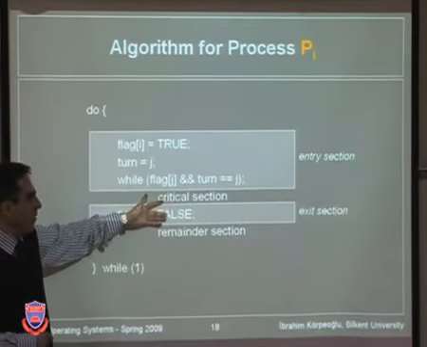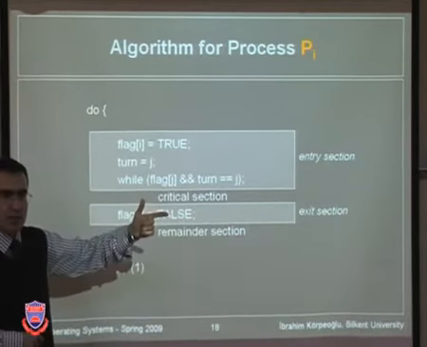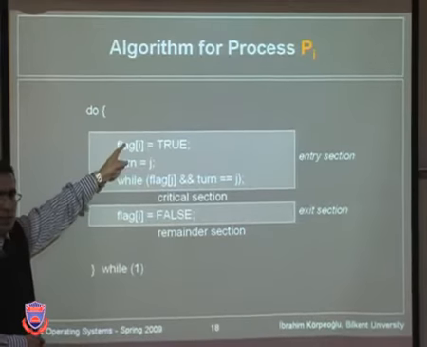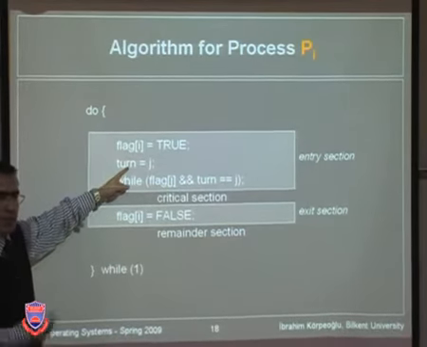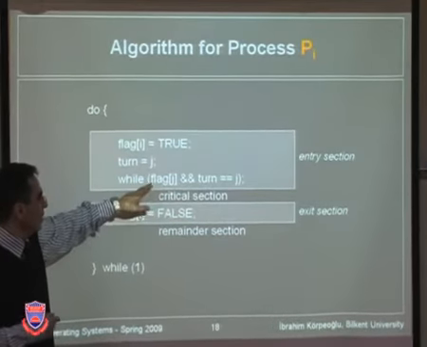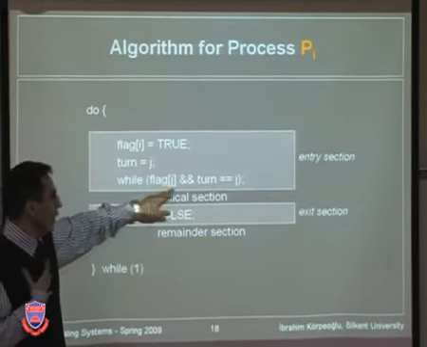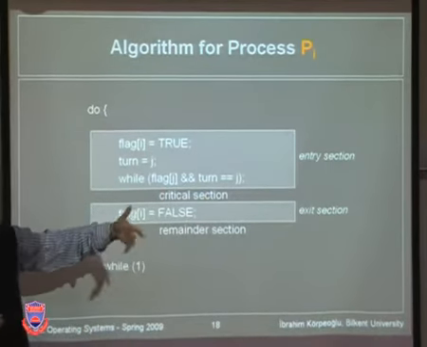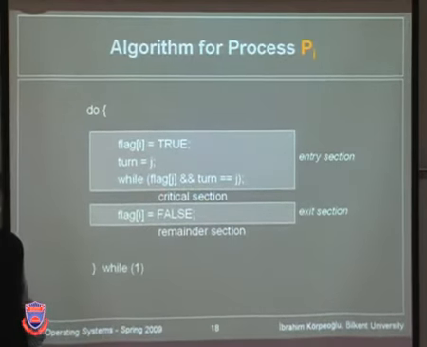Let's assume that while I am in the critical section, the other process would like to enter the critical section. So it starts executing a piece of code. It will set its flag to true. It will set turn to me, right? And then it will check this here. As long as my flag is true and turn is mine, okay, it will loop around, okay? So the other process will loop around.